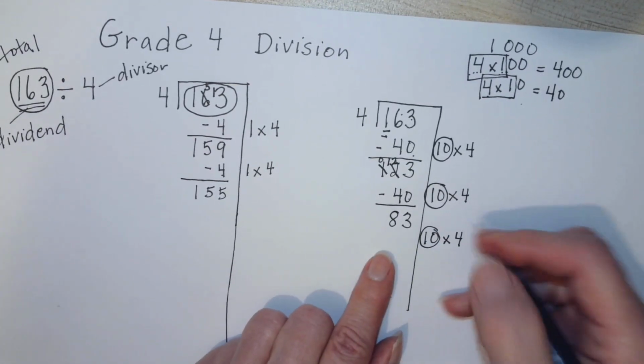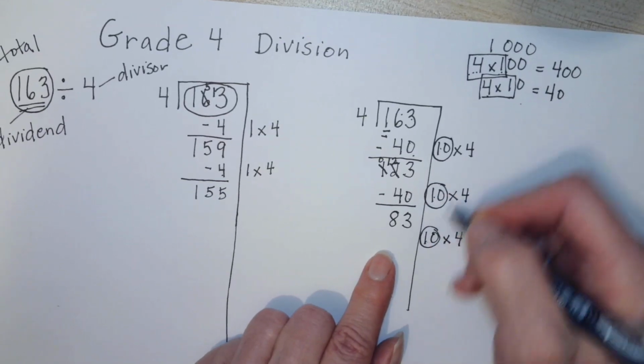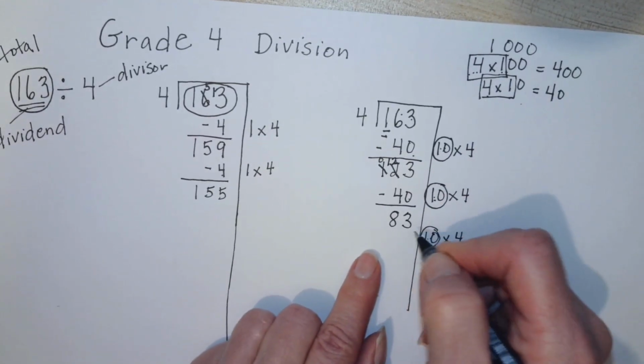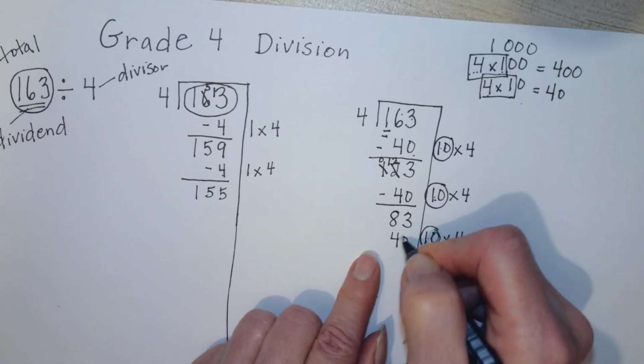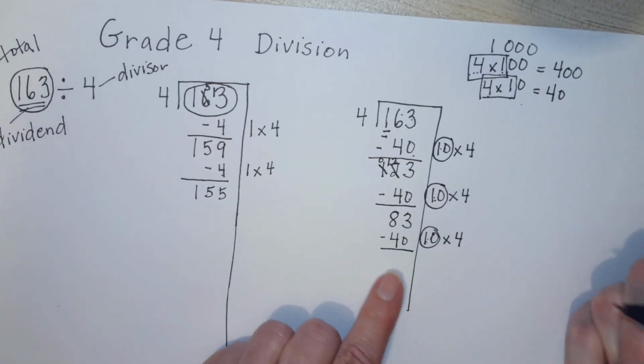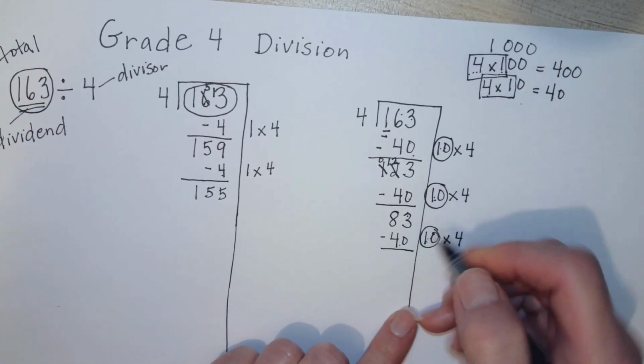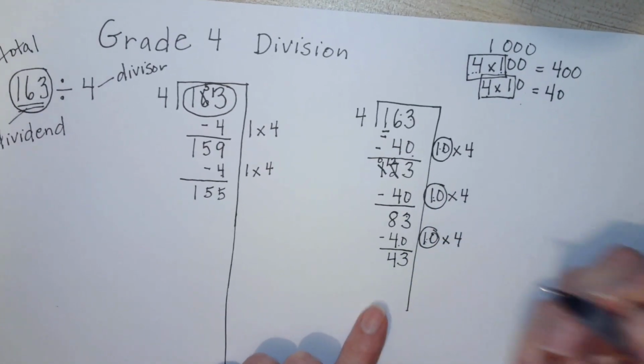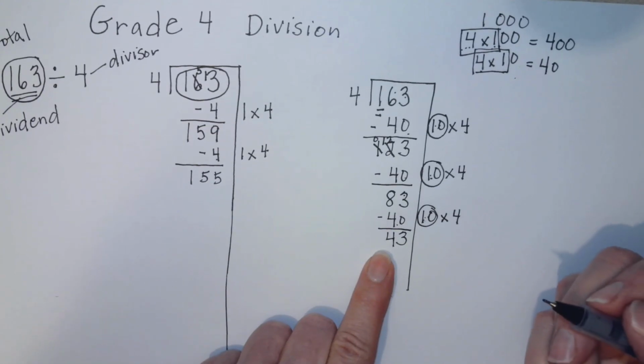So that's what I'll do. And I'm circling, again, I'm going to keep telling you what I'm doing. I'm circling my partial quotients. So this is 40. And then I subtract. 3 minus 0 is 3. 8 minus 4 is 4. Ooh, I think I'm almost done.